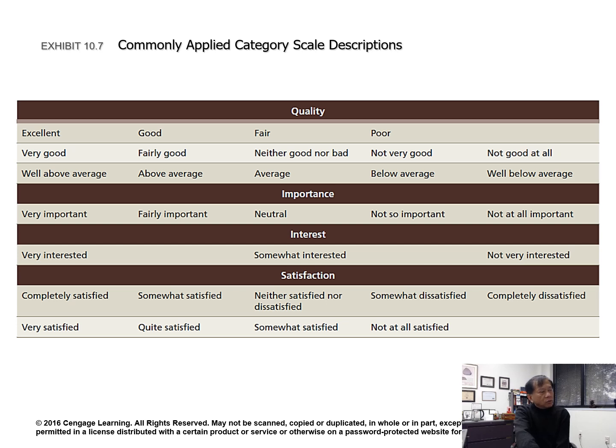You can also measure quality as well above average, average, below average, well below average. Importance, from very important to not at all important, with neutral. Interest: very interested, somewhat interested, not very interested. Satisfaction: completely satisfied to completely dissatisfied, with neither in the middle and somewhat on both sides. Very satisfied, quite satisfied, somewhat satisfied, not at all satisfied. You can see there are examples of category scales that you can use in your paper, in your project.